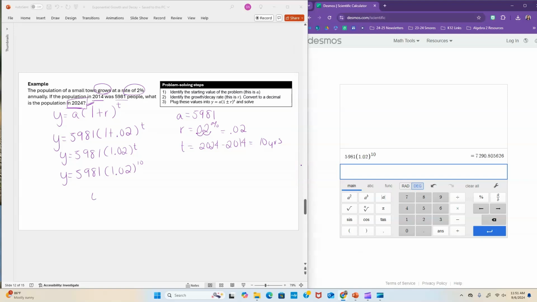But whenever you're writing answers to these problems, I want you to think about what we're talking about. We're talking about a population, right? So we're talking about people. It wouldn't make sense to talk about a fraction or a decimal of a person, so we're actually going to round this value. You see it's 7290.8. Since that 8 is bigger than 5, I'm going to round up. So I'm going to say 7291 people. Whenever we're talking about people or animals or any objects like that, we want to make sure to round to the nearest whole number.